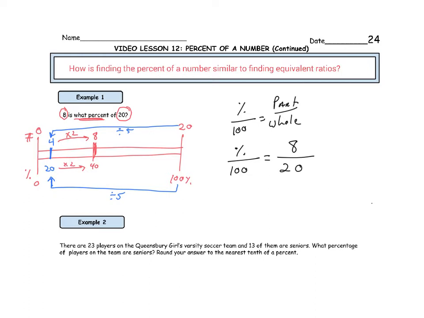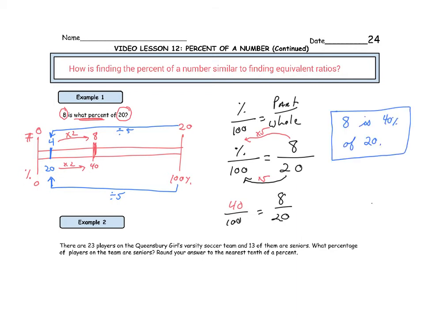Now, I'm going to go from right to left here. I see that 20 times 5 is 100. In order to make it so that we have equal fractions and equivalent ratios, 8 times 5 is 40. So there it is. 40 over 100 is equal to 8 over 20. So our answer says 8 is 40% of 20.